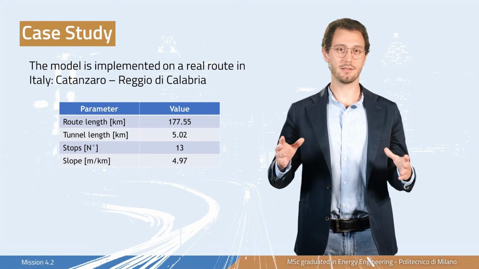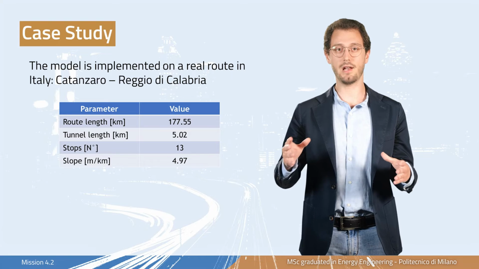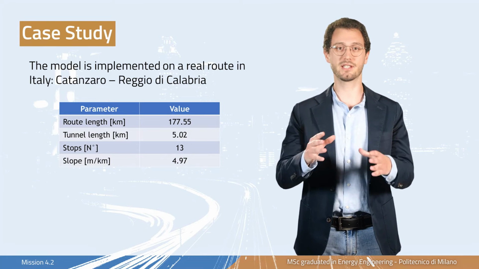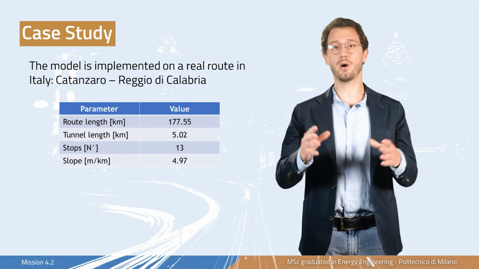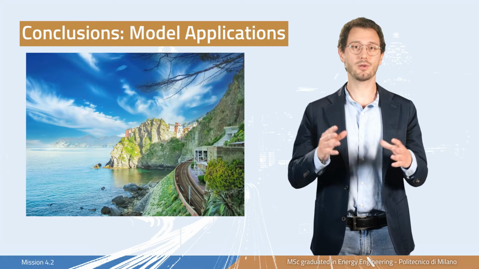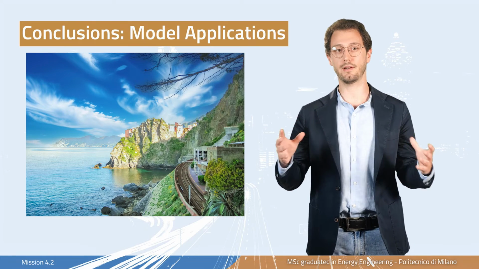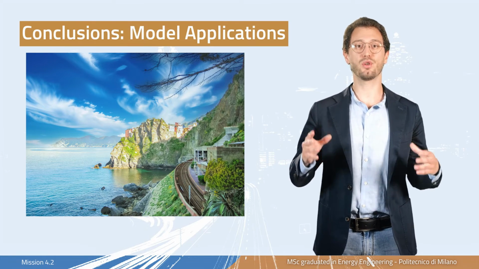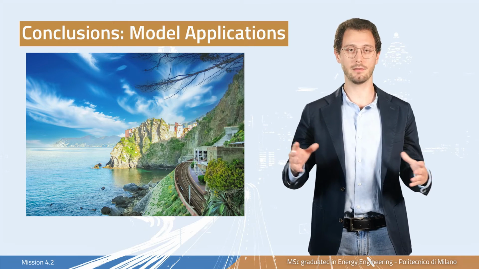Upon checking the results, the error between the calculated value and the reference one was around 6%. Therefore, the model can be considered validated. After successfully applying the model to the specific route, the model could be extended to every route in Italy, enabling the simulation of energy demand on a national scale.